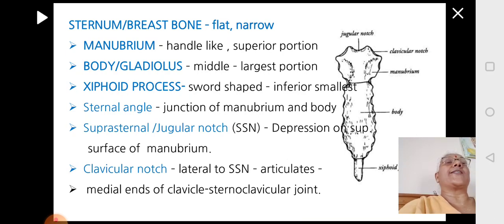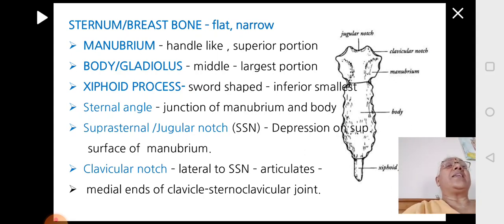The first part is called the manubrium. The manubrium is the uppermost part of the sternum. It looks like a handle. The second part of the sternum is called the body or gladiolus. It is the middle part and is the largest part of the sternum. The third part is called the xiphoid process. It is present in the lowest region. It is the smallest of all the bones and it looks like a sword. So you have upper manubrium, middle body, lower xiphoid process.